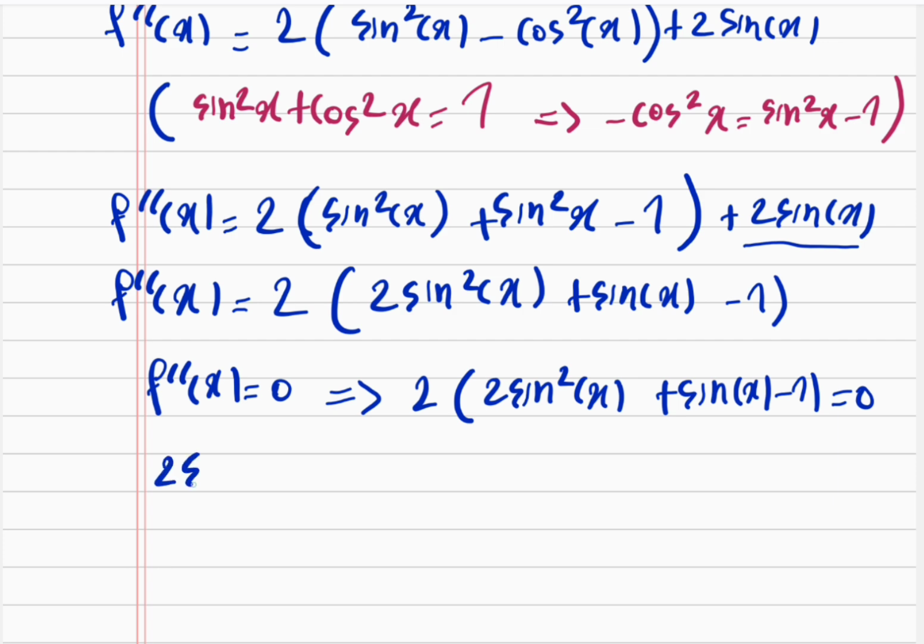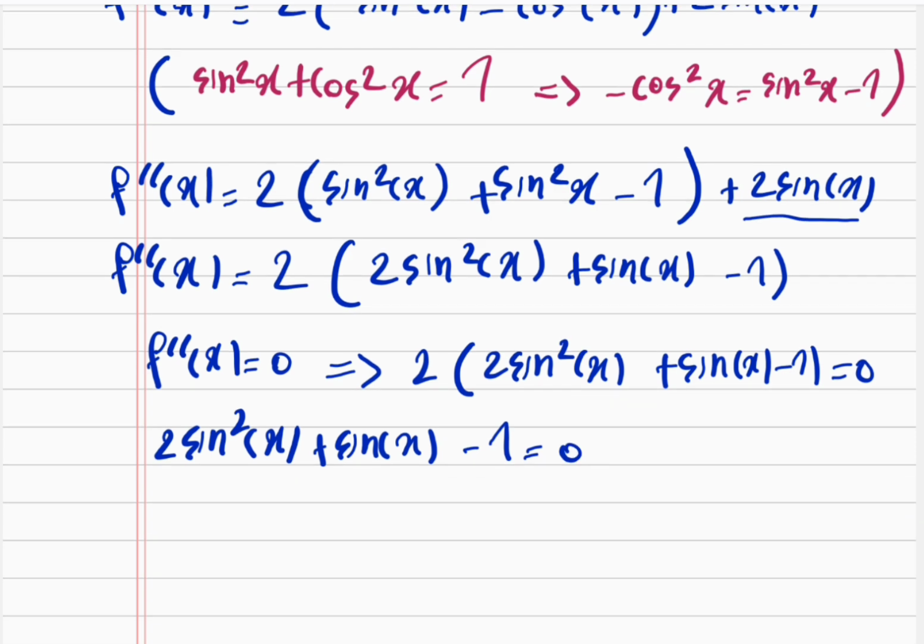And we are going to have 2 sine squared x plus sine x minus 1 is equal to 0. Okay, now we can solve this trigonometric equation. One way is by using a variable. So we can say let u be sine x, then we'll have 2u squared plus u minus 1 is equal to 0.